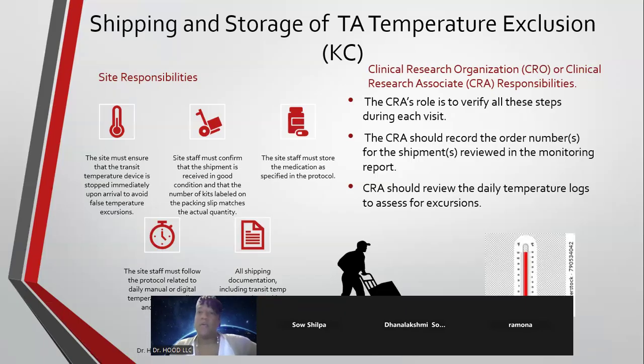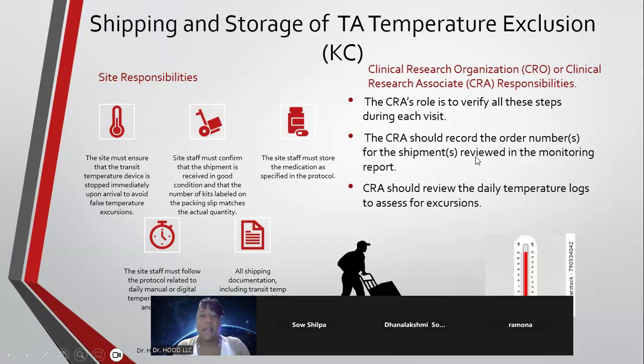Okay? So what is the CRA going to do once they come? The CRA is going to verify all these steps during their visit. So they're going to make sure that the temperature report in transit is in good standing. They're going to make sure you filed that shipping packing slip. They're going to make sure that the information that you documented on the accountability log matches the packing slip. They should, some people don't, but they should.